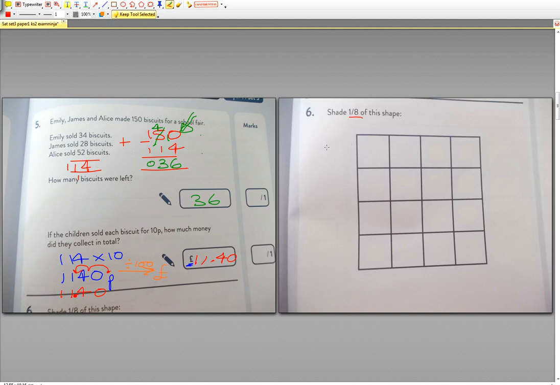Okay, Mr. Abdi, how do we work out 1/8 of this shape? What does it mean by 1/8? Explain to me what that word means to you. Shade 1/8, what does the question mean to you?